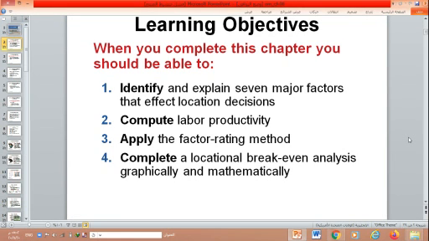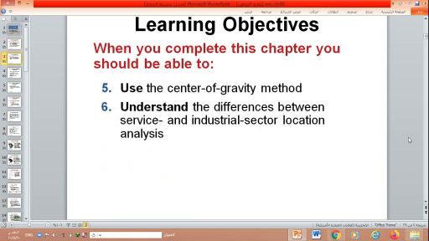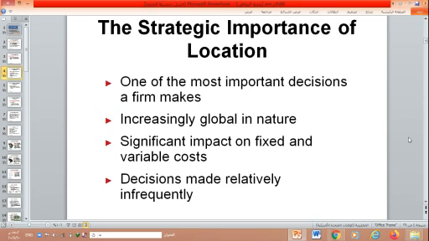At the end of this chapter, the students will be able to identify and explain 7 major factors that affect location decisions, compute labor productivity, apply the factor rating method, complete a location and a break-even analysis, whether graphically or mathematically, use the center of gravity method, and at last understand the difference between service and industrial sector location analysis. So the idea of this chapter is focusing on the decision of where to locate your facilities, where the firm should locate its facilities.